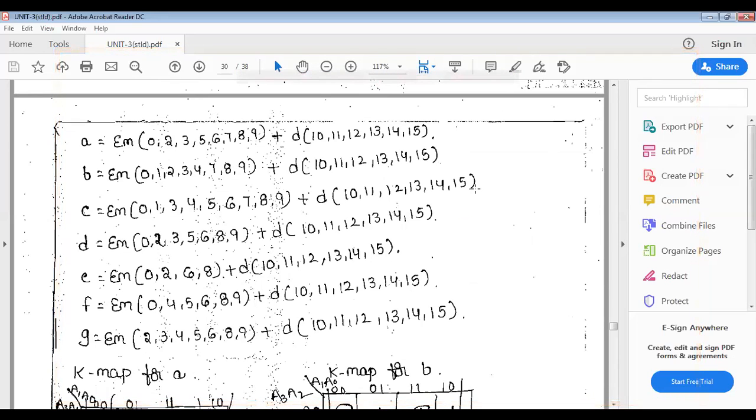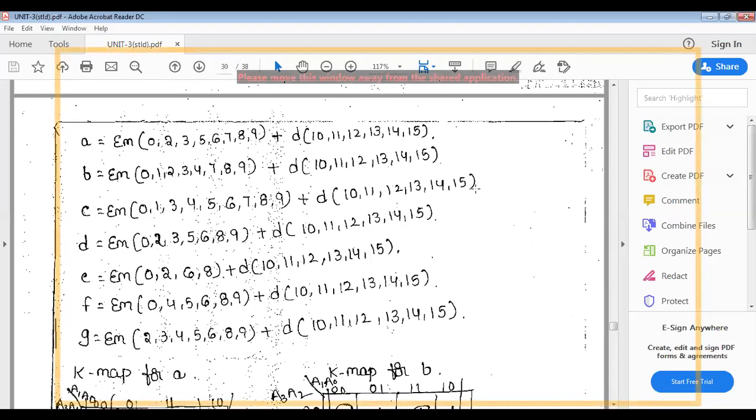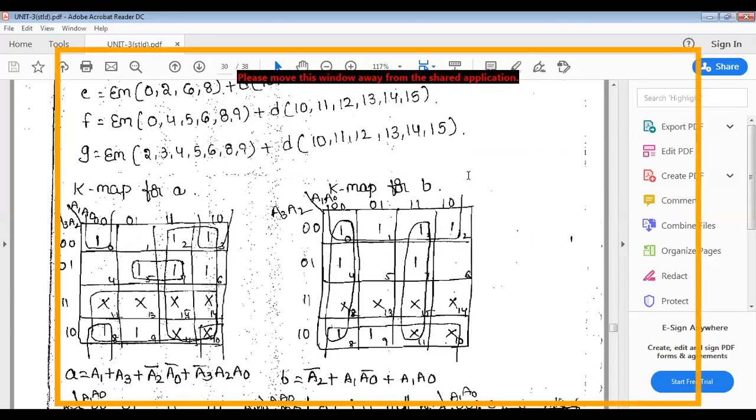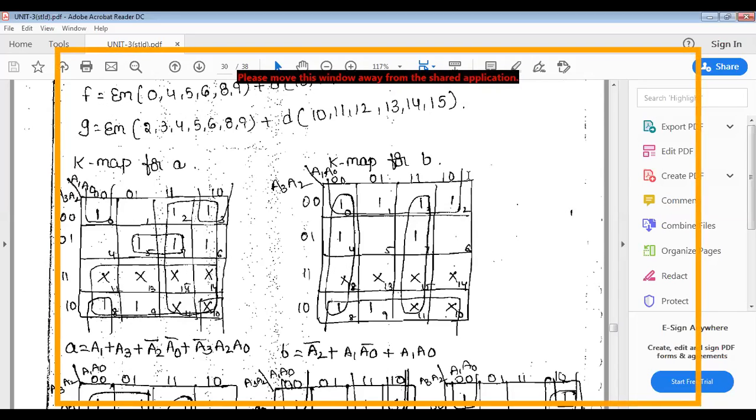How to find out the Boolean function to design the BCD 7 segment decoder. Because it's a 4 variable K-map, we have to use a 4 variable K-map to find the Boolean expressions for A, B, C, D, E, F, and G also.